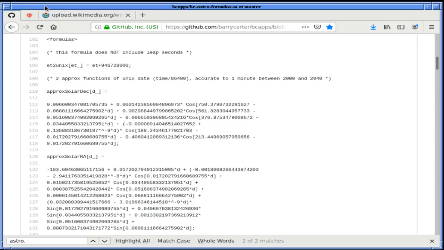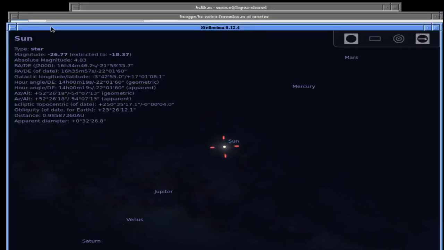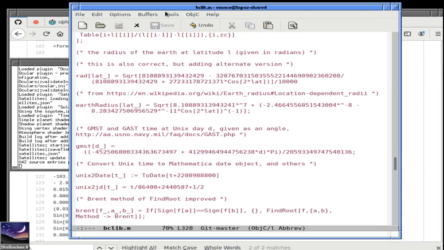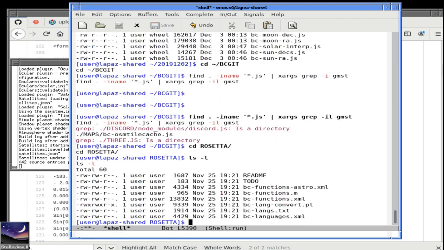Let's hope... do I have a console up? I should. Maybe I don't. I'm going to go ahead and minimize Stellarium. No, there it is, my console. I've been using Emacs for our shell, which isn't a bad idea. So now I'm going to try to see if we can... this is going to be fun. It's called Rosetta, and I have a BC functions astro.xml. That's actually kind of cool.